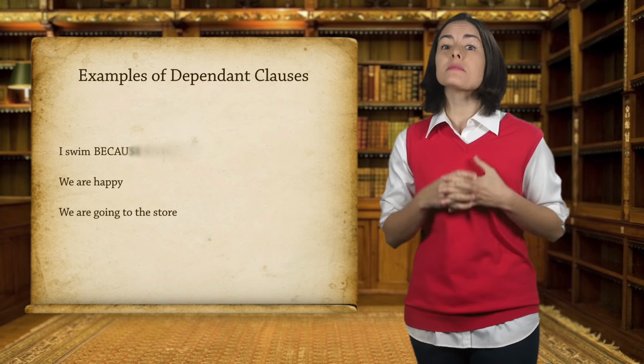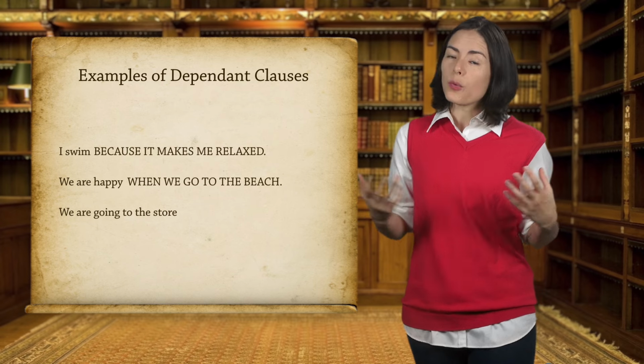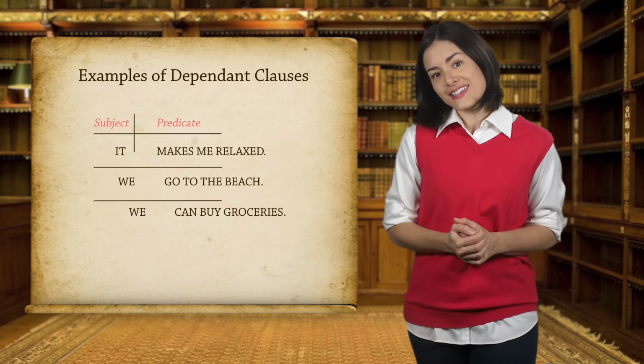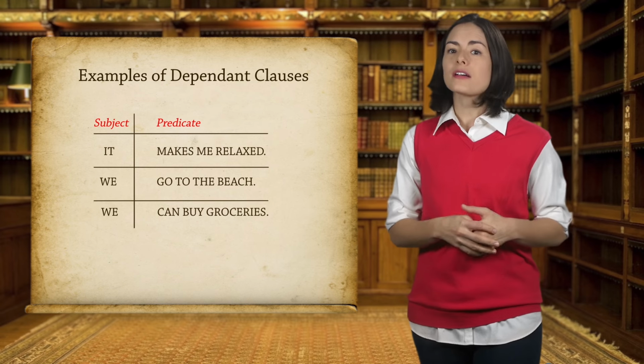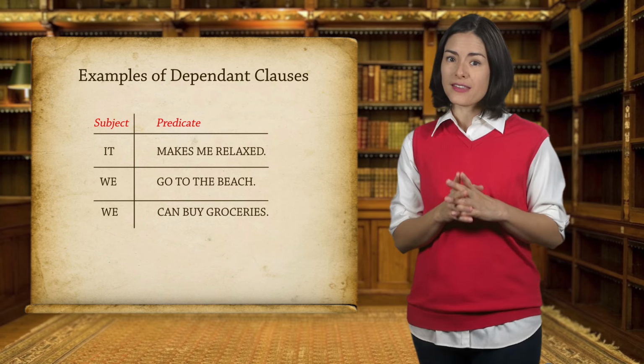I swim because it makes me relaxed. We are happy when we go to the beach. We are going to the store so we can buy groceries. As you can see in these examples, the dependent clause depends on an independent clause. Notice again that these dependent clauses contain both a subject and a predicate.